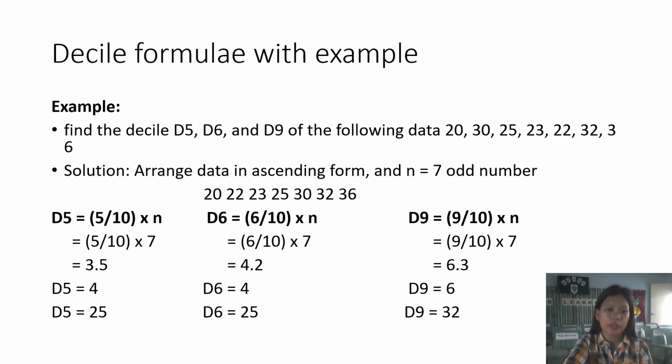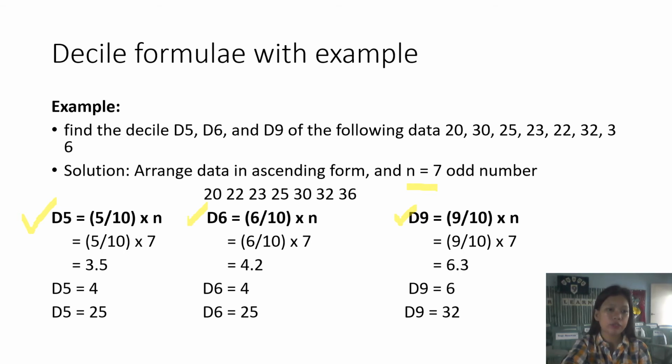So we have 20, 22, 23, 25, 30, 32, 36, a total of 7 data. The formula for finding the 5th decile is D5 equals 5 over 10 times n, or the total number of data. The formula for finding the 6th decile is D6 equals 6 over 10 times n, or the number of data. And D9, or the 9th decile, equals 9 over 10 times n, or the total number of data.